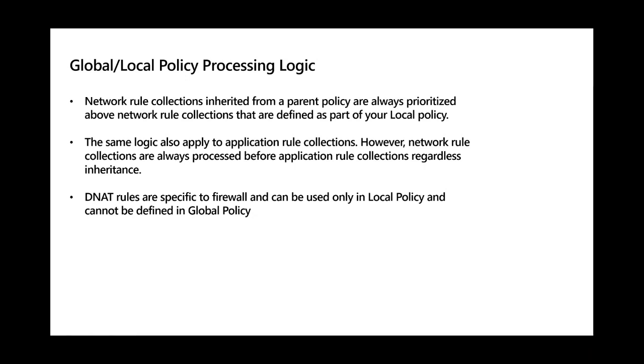In that scenario, the network rule collections from the global policy will be processed first, before the network rules in the child policy or the local policy. So first it's always the parent policy, then the local policy. Network rule collections from a parent policy are always prioritized. The same logic applies to application rule collections. But if you have a network rule which matches the request, and an application rule which matches the request, the network rule will be processed first. And DNAT rules are always going to be in the local policy, as they're specific to that firewall instance.